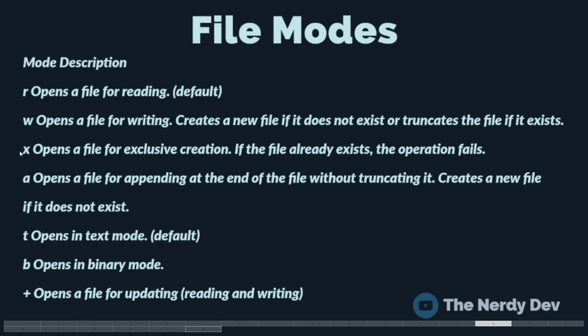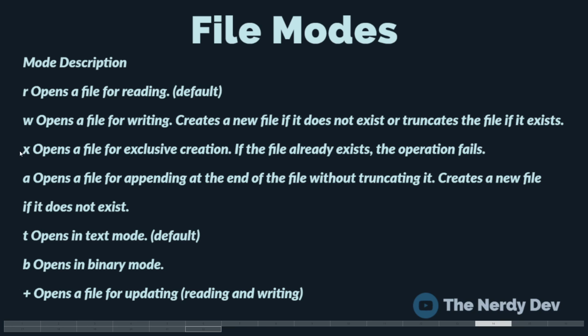First we have the mode R, which is opening a file for reading, which is the default mode. Then we have W, which opens the file for writing. It creates a new file if it doesn't exist or truncates the file if it exists. Then we have X, which is opening a file for exclusive creation. If the file already exists, the operation will fail. Then we have A. It opens the file for appending at the end of file without truncating it. If the file doesn't exist, it creates a new file.